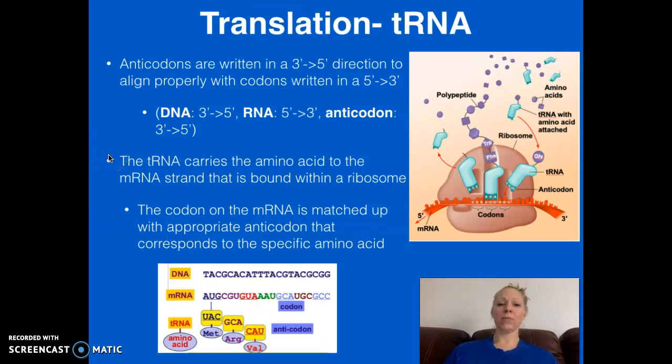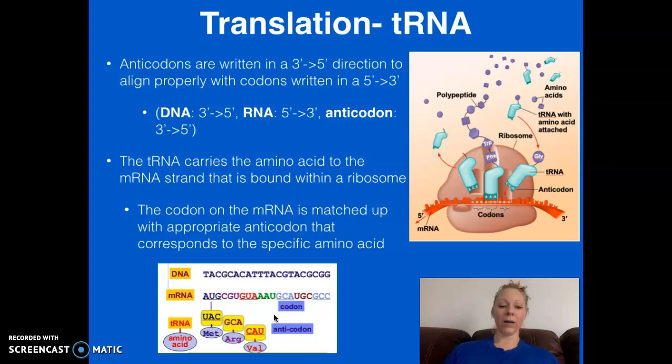Anticodons are written in a 3' to 5' direction to align with the codons that are written in a 5' to 3' direction. So let's take a step back and think about this. DNA, the template strand, is written in a 3' to 5' direction. When we replicate DNA, we are always adding on to the 3' end, so replication happens in a 5' to 3' direction. That means the template strand is written in a 3' to 5' direction. And so when we make an mRNA strand, the complement to the 3' to 5' is going to be 5' to 3'. When we find the complement to that, the anticodon is going to be 3' to 5'.